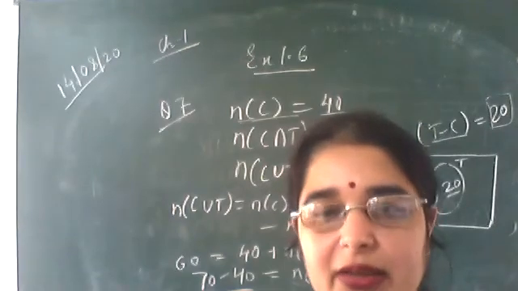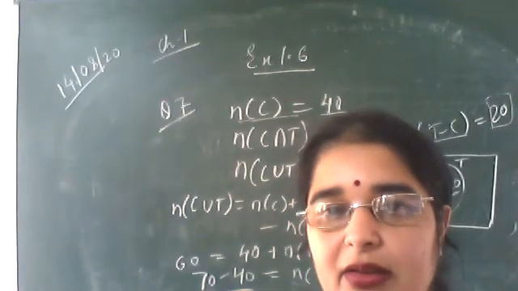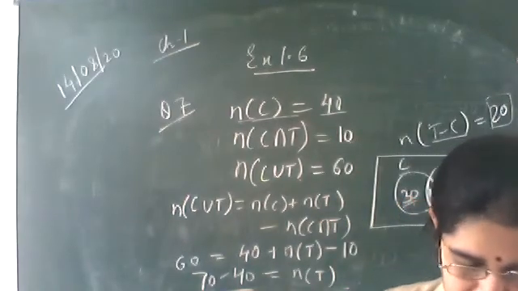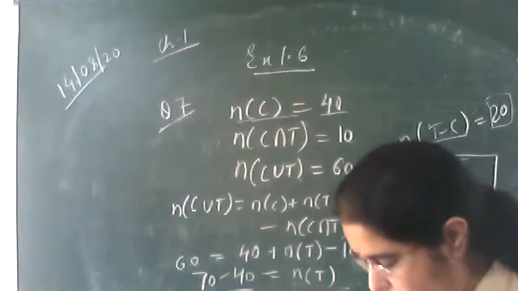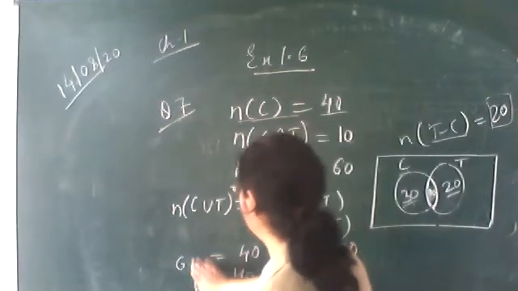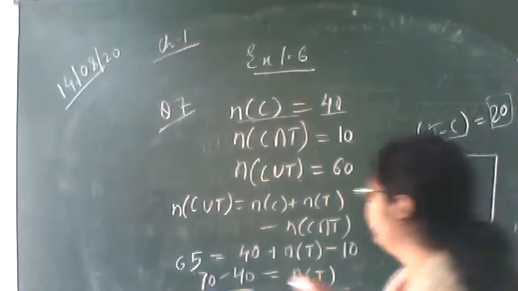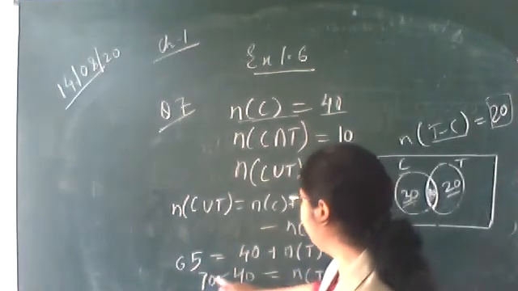Ma'am, it is a group of 65 people, not 60. Then the answer will change. If it is a group of 65 people, then what will it be?